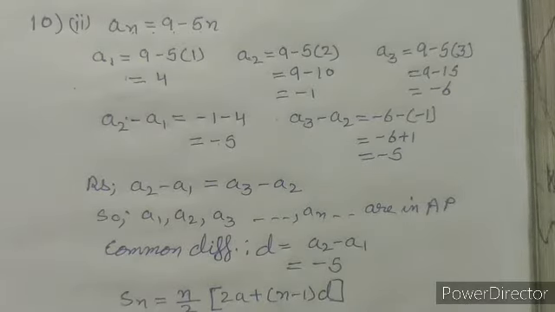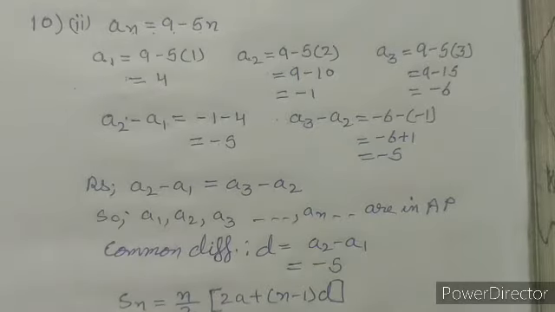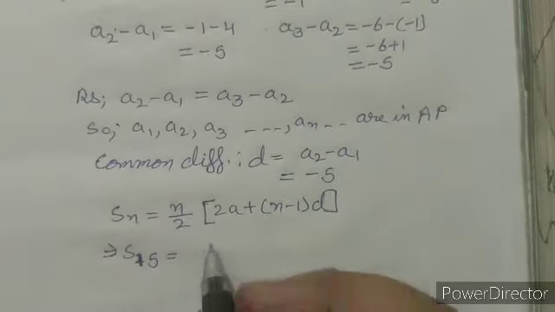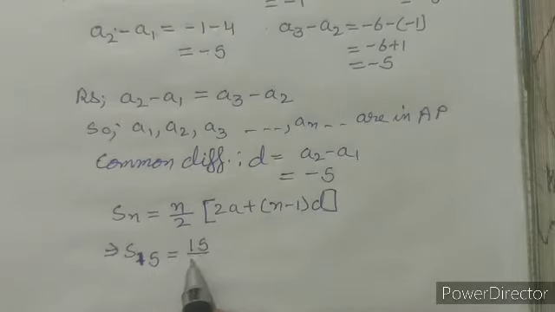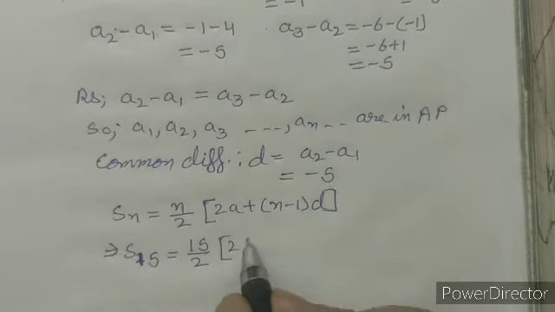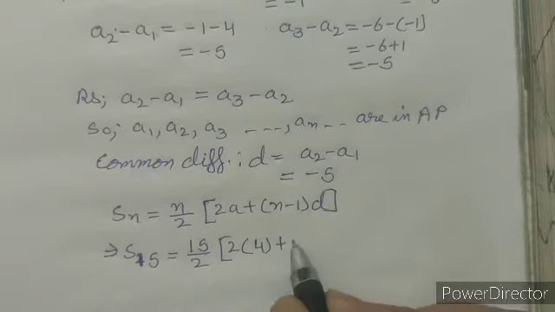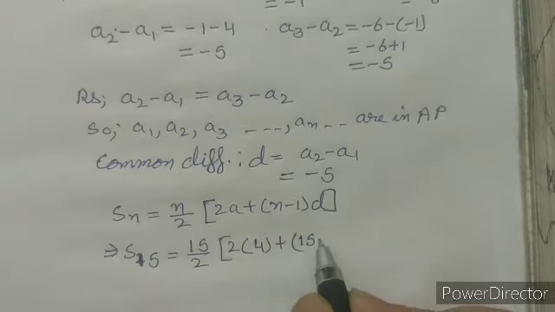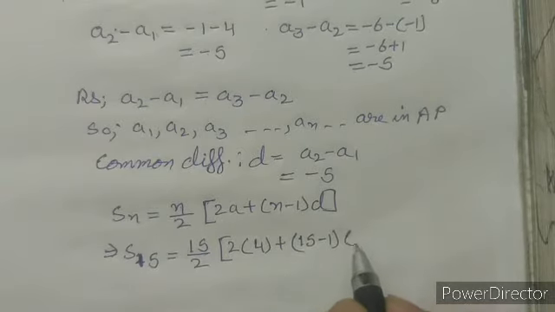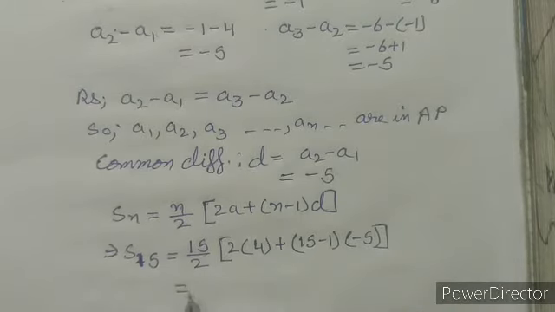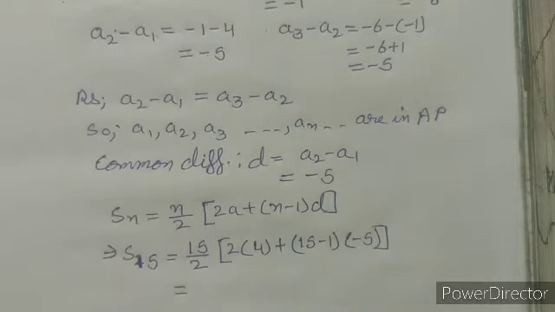So S15, we have to find the sum of first 15 terms, will be equal to 15 by 2 into 2a plus (n minus 1)d, where a here was 4, n is 15 because we have to find the sum of 15 terms, and d is minus 5. Now we can solve it to find out the sum of first 15 terms.